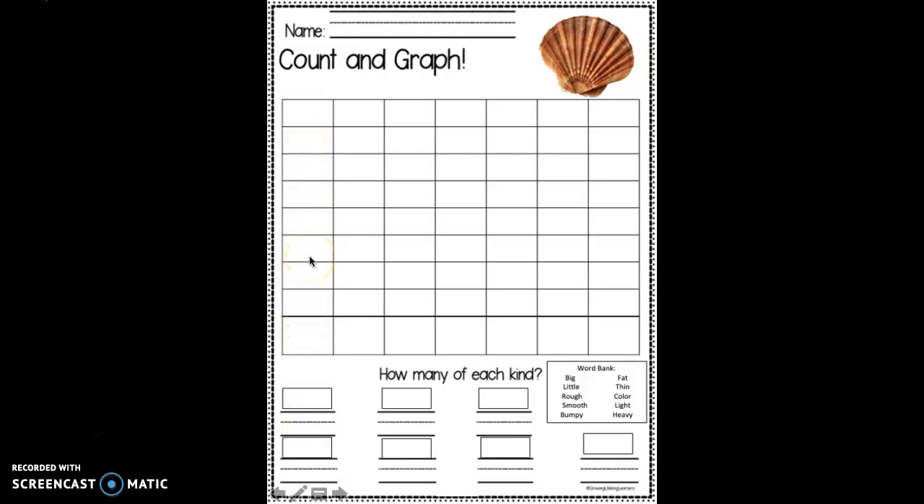So for example, if you wanted to use big, the big category, you would write the word big right here. Find all of your big seashells, graph them on the graph, and then you would write the number down here. How many big shells did you find?